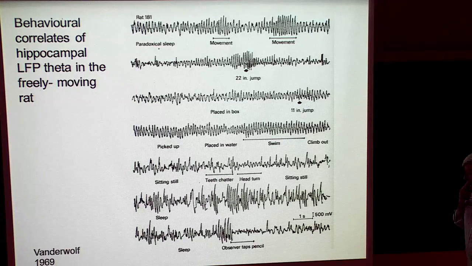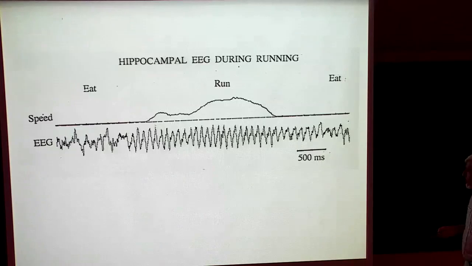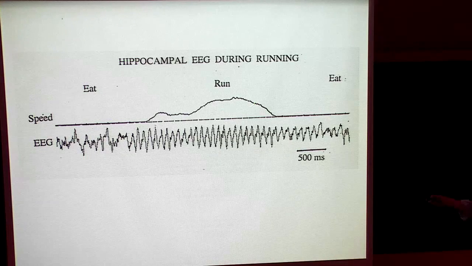Okay, well, you can do this a little bit more systematically. You can put an animal on a linear track and just look at some aspect of movement, such as the speed of running down the track. And you can see that when he's sitting at one end and eating, you get this irregular large LIA potential. As he starts to run, you get this beautiful sinusoid. And then when he stops to eat at the other end, sometimes you get a little bit of carryover, but then it begins to break up.